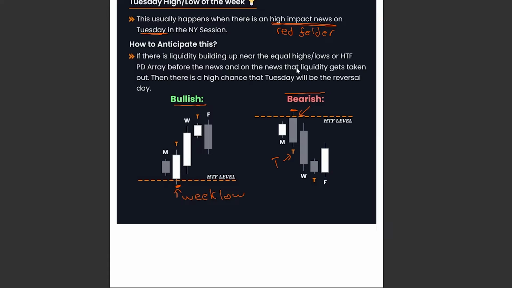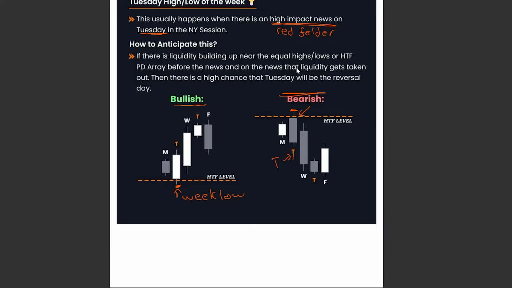And a basic note is that all these M, T, W, T, F all represent the days of the week. M represents Monday, T represents Tuesday, W Wednesday, T Thursday, and F Friday. So if you are looking to trade this profile in a bearish manner, look for a higher time frame level or equal highs to be taken on Tuesday.